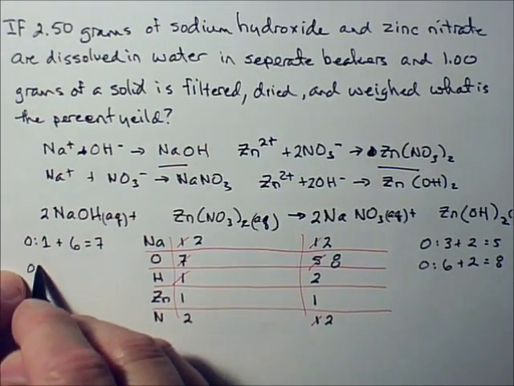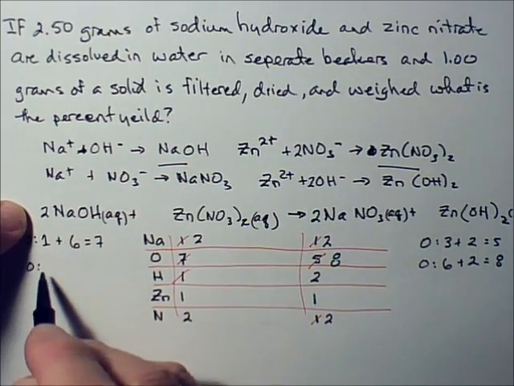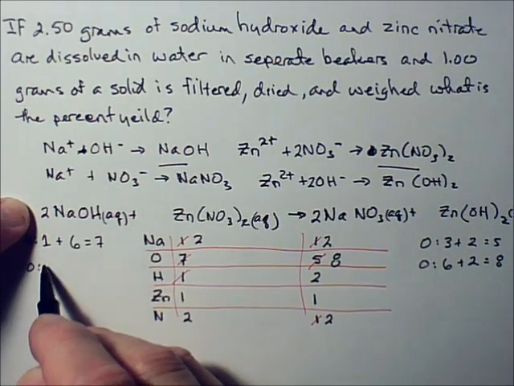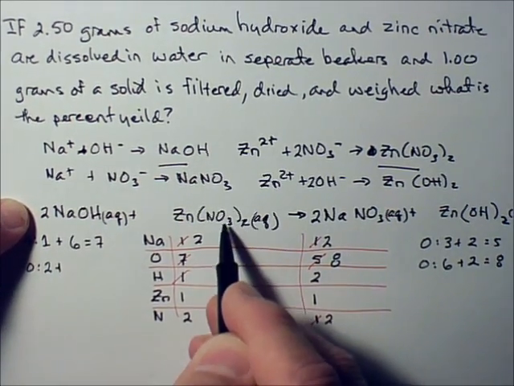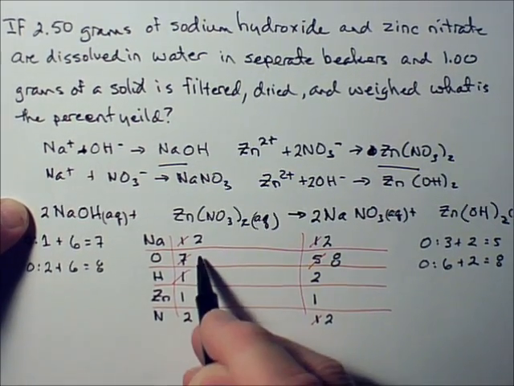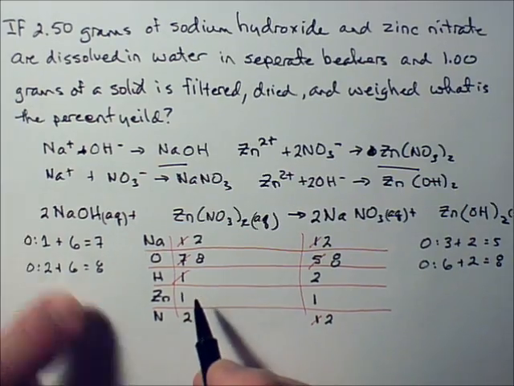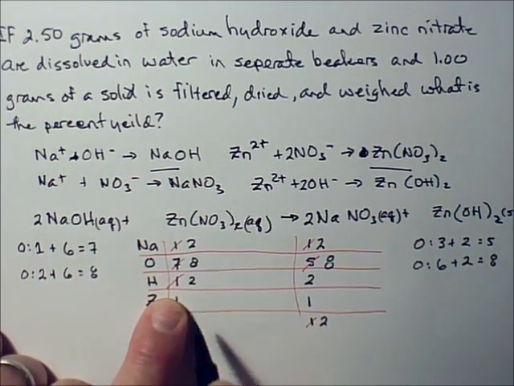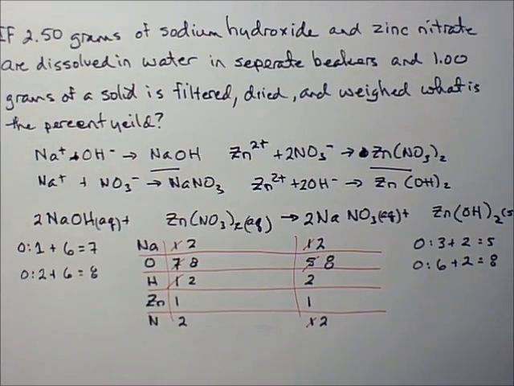The oxygens are going to be a bit complex. I'm going to make a separate calculation down here. 2 times the 1 in the formula gives me 2 oxygens here, plus the 3 times the 2 over here. So I have 8 oxygens. And the hydrogens, I now have 2 times the 1 in the formula, that's 2, and everything is now balanced.